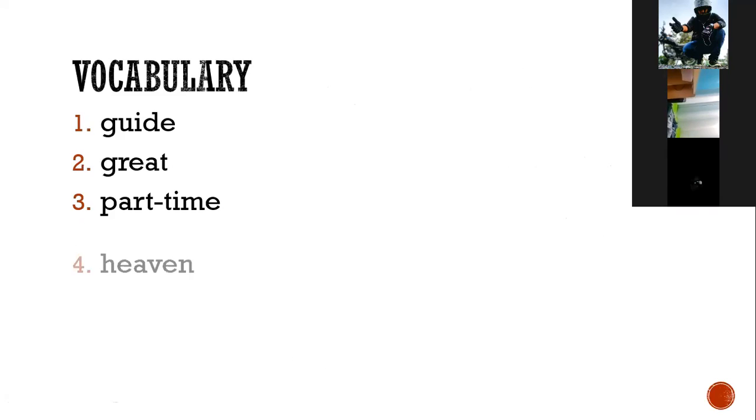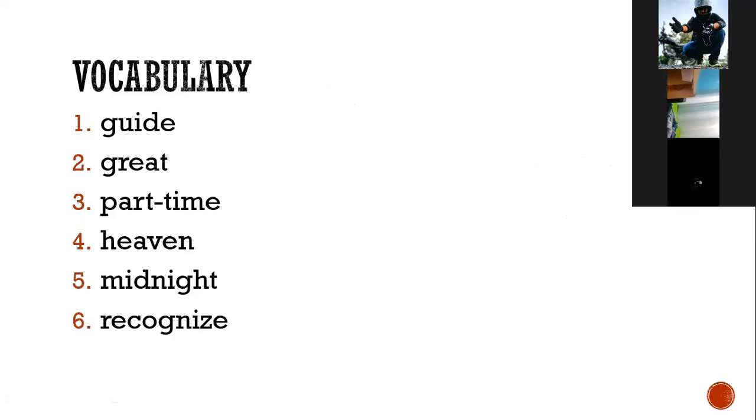Now, the vocabulary in the conversation is the next. Guide, great, part-time, heaven, midnight, recognize, weather. So please, repeat after me. Repeat after me. Guide, great, part-time, heaven, midnight, recognize, weather. Okay, any questions about the vocabulary? Any word that you don't understand?